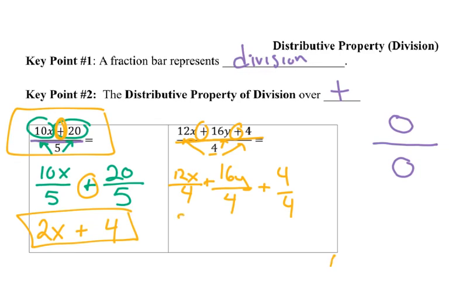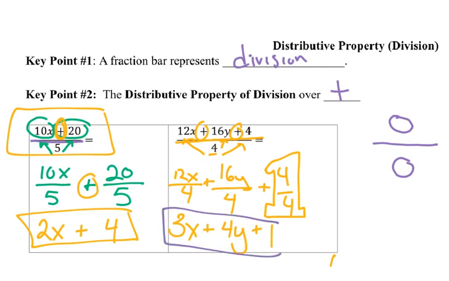12 divided by 4 is 3. I have to keep my x because I don't know if I can divide that by 4. Keep my plus sign. 16 divided by 4 is 4. Keep my y. Plus 4 divided by 4 is a very fancy 1. I cannot combine any more of my terms there. So this is my final simplified answer.